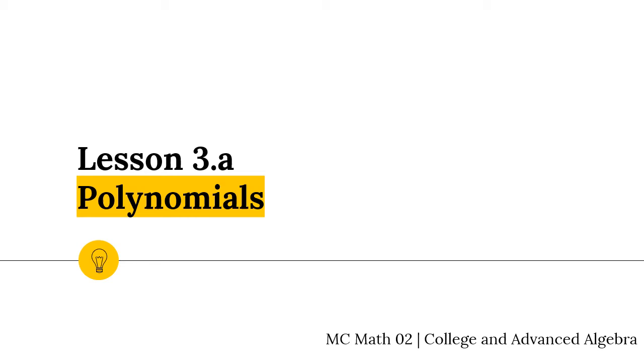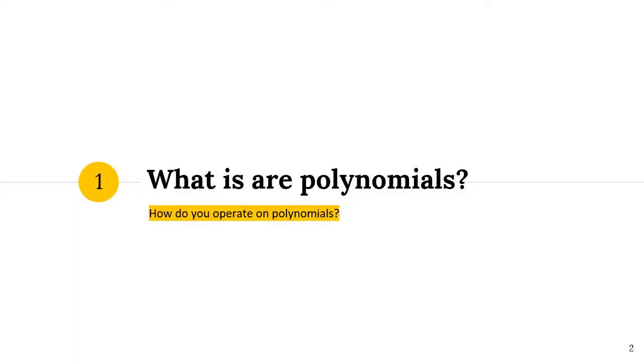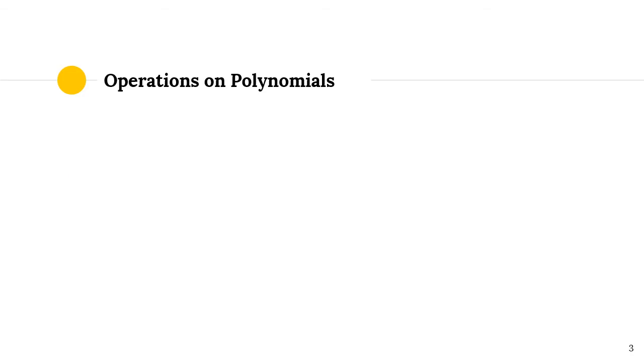Okay, so let's proceed. Our lesson is about polynomials. This is a typo error. What are polynomials? How do you operate on polynomials? So, operations on polynomials. In order for us to proceed with understanding polynomials and operating on polynomials, we need to understand the fundamental component that constitutes a polynomial. That is a monomial.